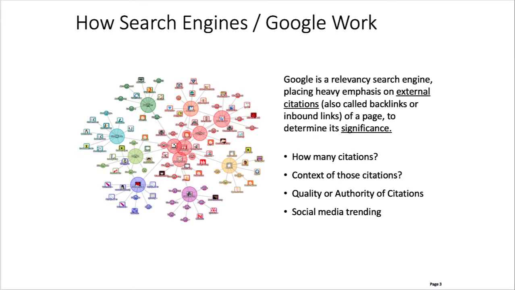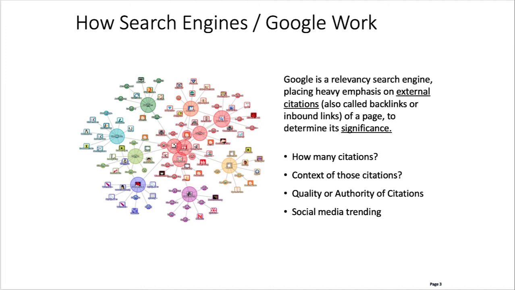So how does a search engine work? In other words, how does Google work? Because if you can make it work in Google, that means it will rank high in the other search engines as well. Google is a relevancy search engine, so are many others. It places heavy emphasis on external citations. External citations are also called backlinks or inbound links.